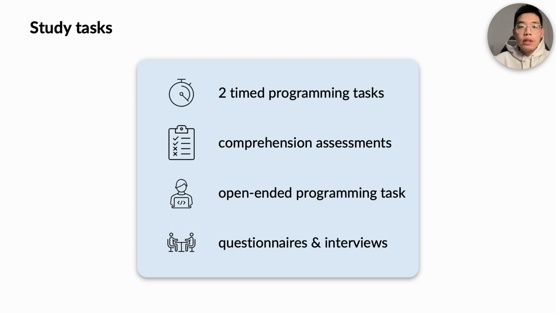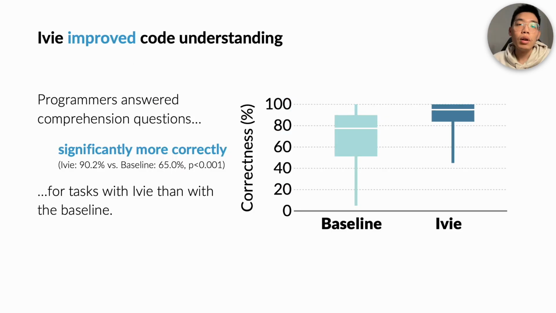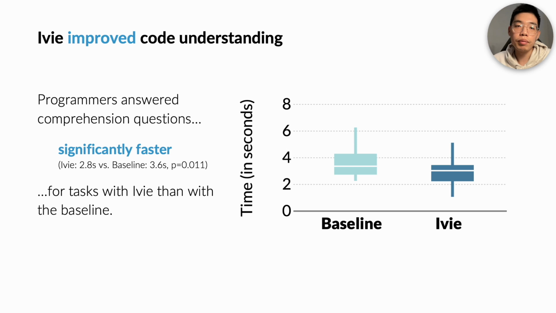So, what was the effect of Ivie? Our first finding was that Ivie improved code understanding. Participants answered comprehension questions significantly more correctly for tasks they had completed with Ivie than with the baseline. Participants also answered comprehension questions significantly faster with Ivie than with the baseline.